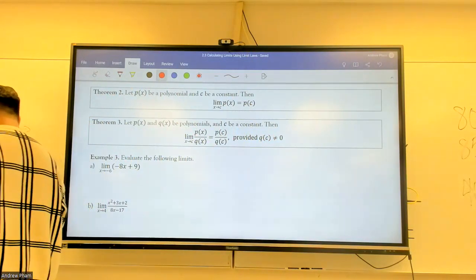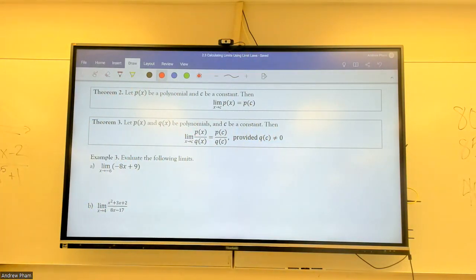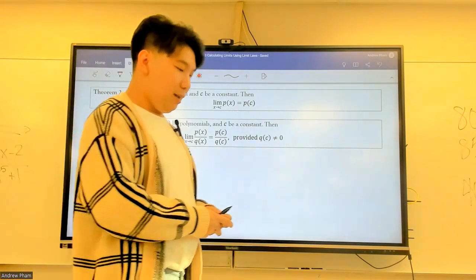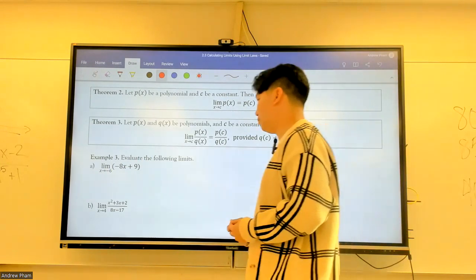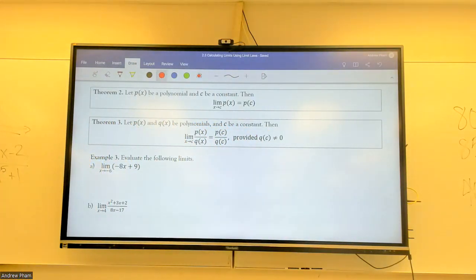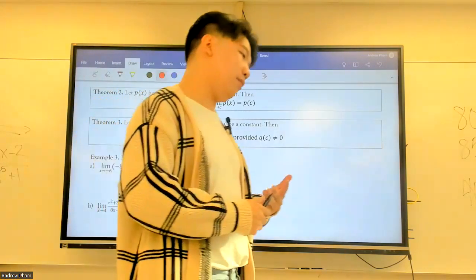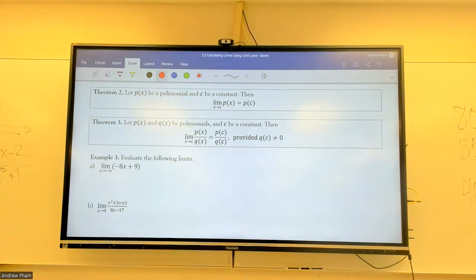All right, so y'all looked at theorem 1 and 2. This was, again, just me formally saying, if you can plug it in, then plug it in. And so once again, just to reiterate what we know about those theorems, we can very quickly do parts A and B. So for example 3, I have the instructions, evaluate the following limit. So for part A, I have the limit as x goes to -6 of -8x plus 9. And then for part B, I have the limit as x goes to 4 of 8x minus 17.